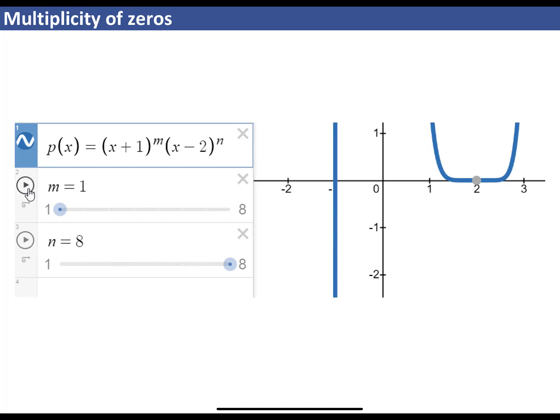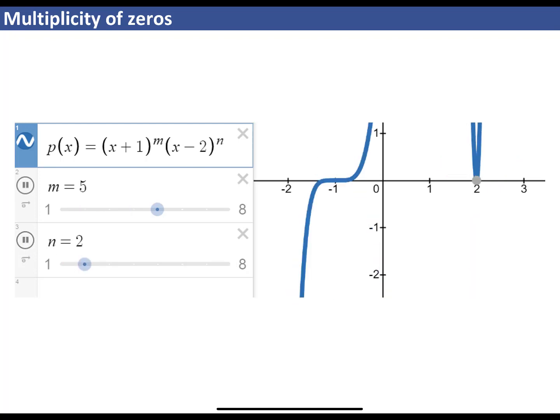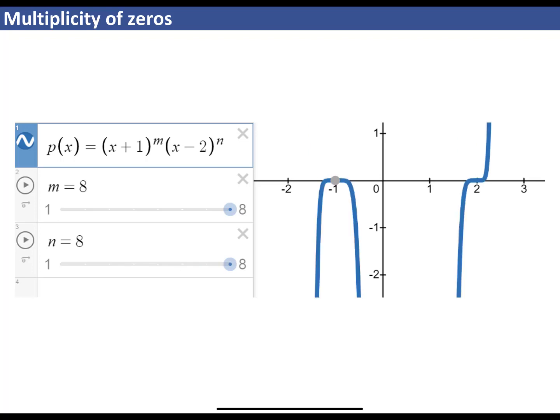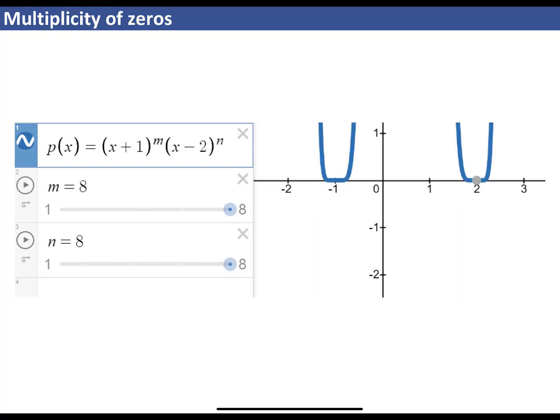Hopefully you noticed that when the multiplicity is even, the graph bounces off the x-axis, and when the multiplicity is odd, the graph passes through the x-axis. Furthermore, you may have noticed that as the multiplicity increased, the graph appeared flatter near the x-intercept. You may find it useful to rewatch this animation and look for these behaviors again if you did not notice them the first time.